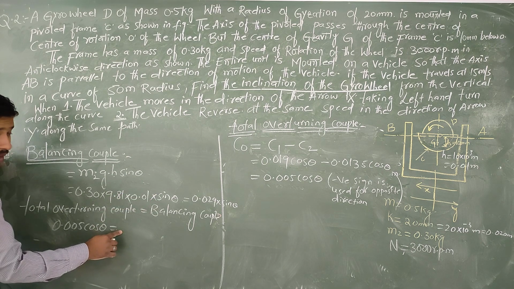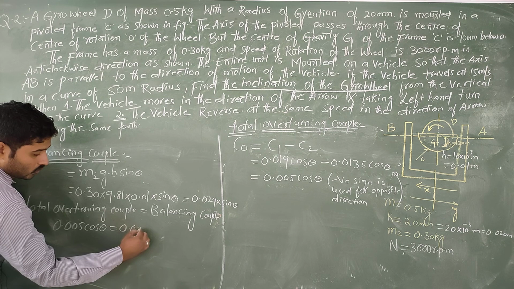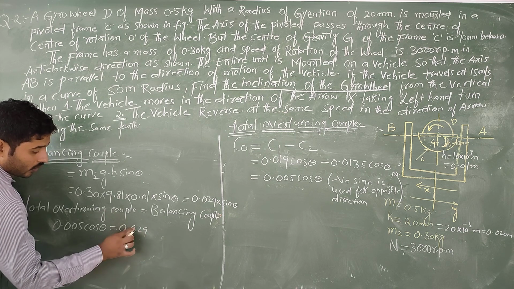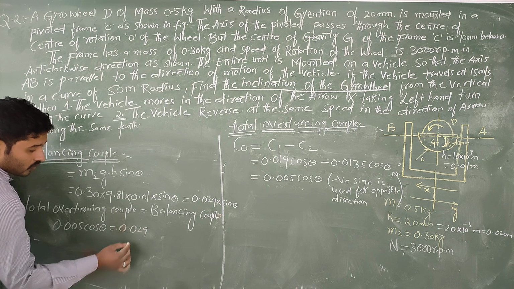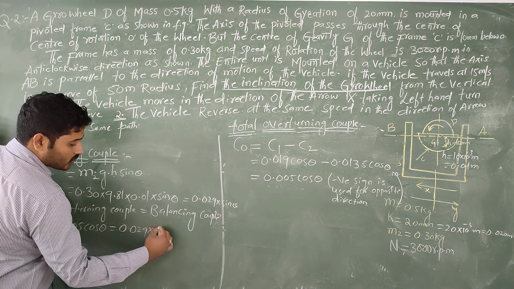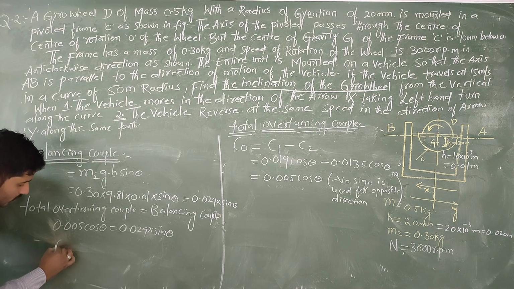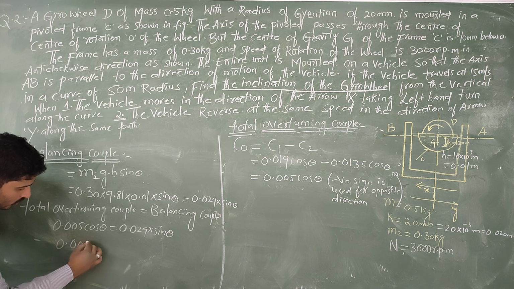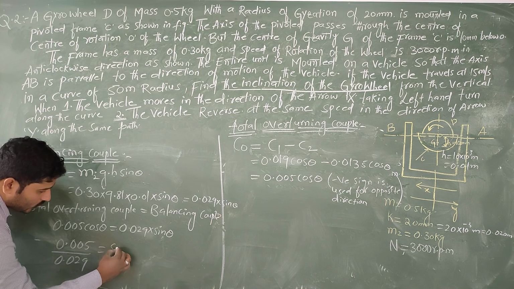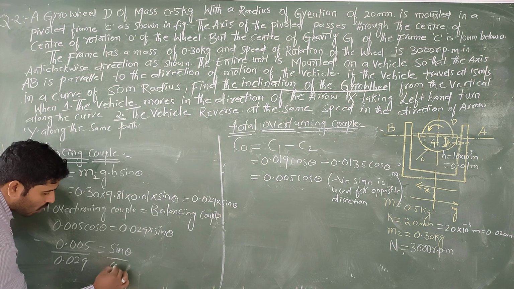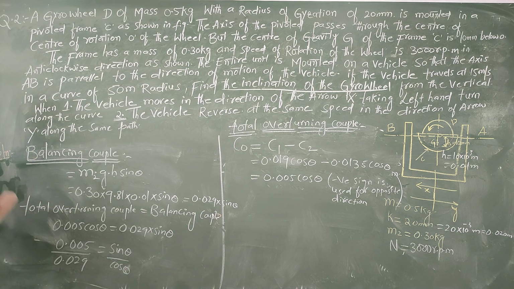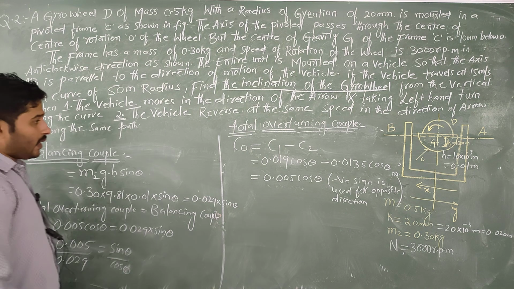So we keep here 0.029 into sin theta. You need to divide 0.005 by 0.029 equal to sin theta by cos theta. Sin theta by cos theta is nothing but tan theta. If you divide this, then you will get the value 0.1896.